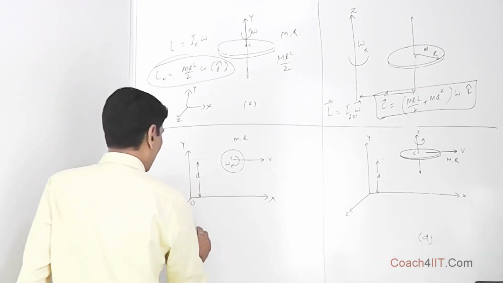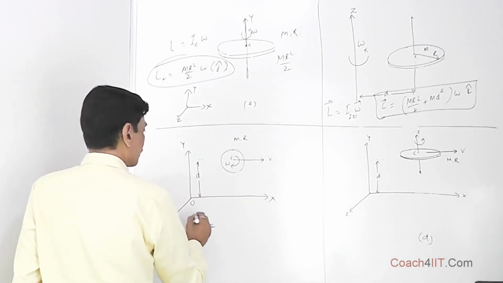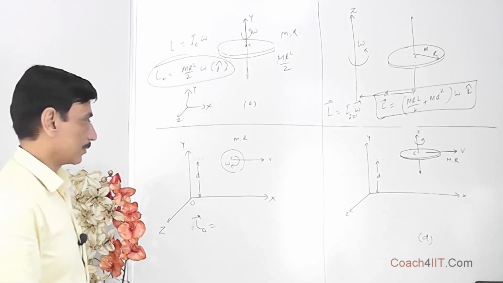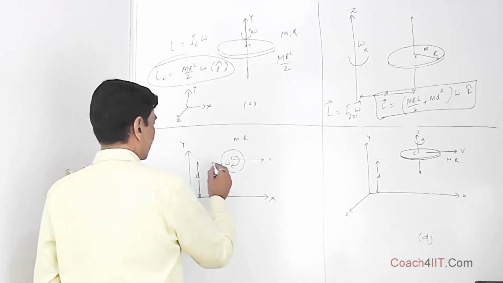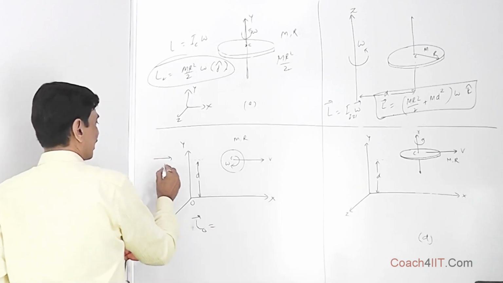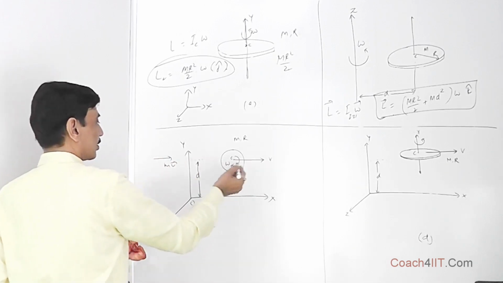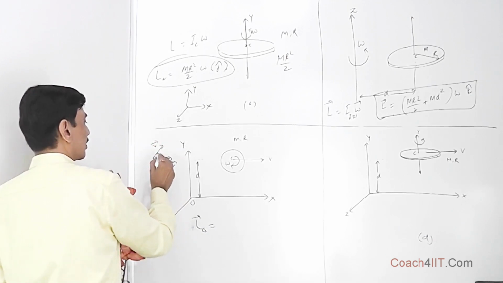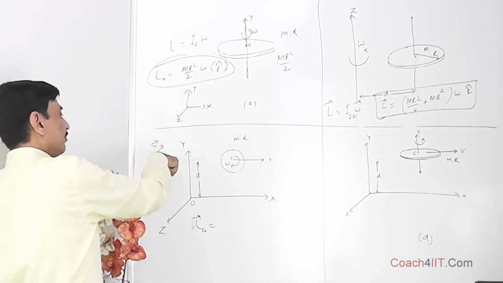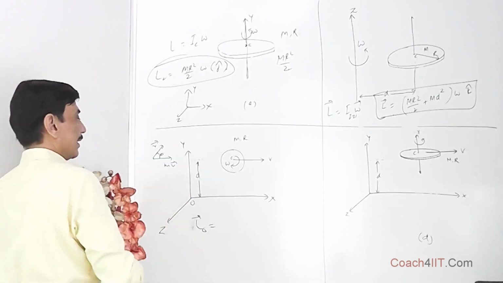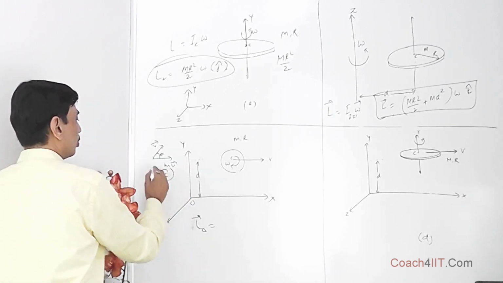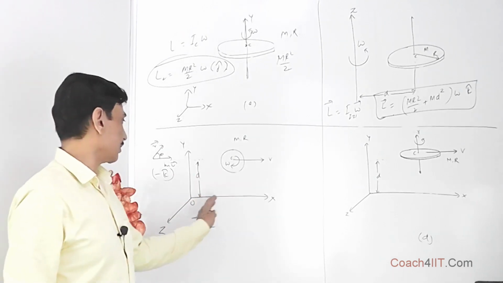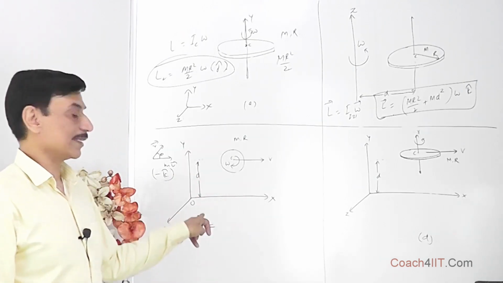So L about O, one part is because of translation, the other is because of rotation. And because of translation, obviously the mv vector, the linear momentum, is this way, and this is the position vector r at any moment, so this is the angle. So r cross mv is certainly going to be minus k cap. That direction is going to be into the plane of the paper, because the x-axis, y-axis, and z-axis is perpendicular to the x and y-axis.